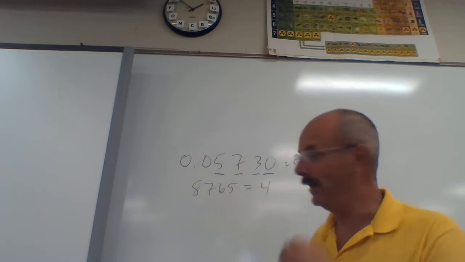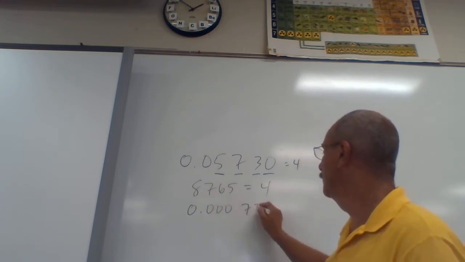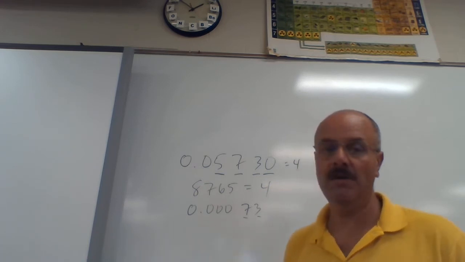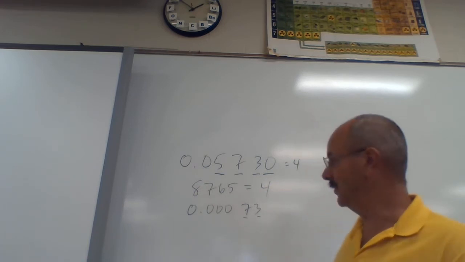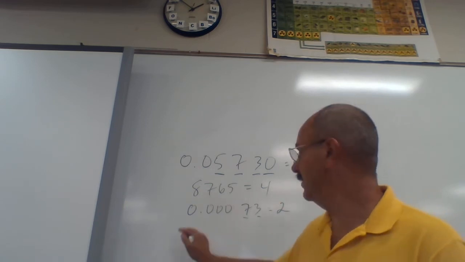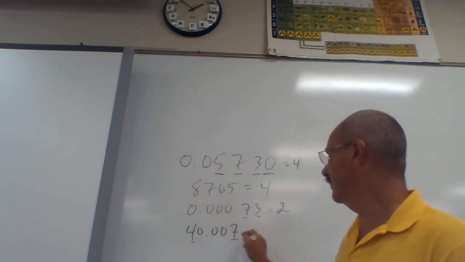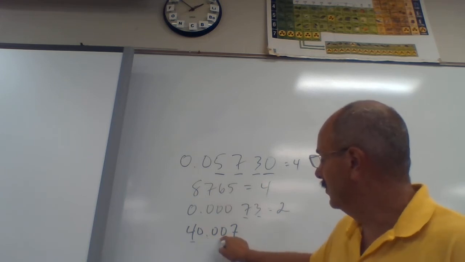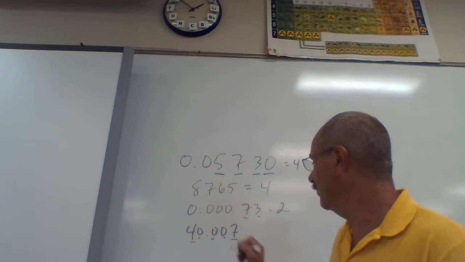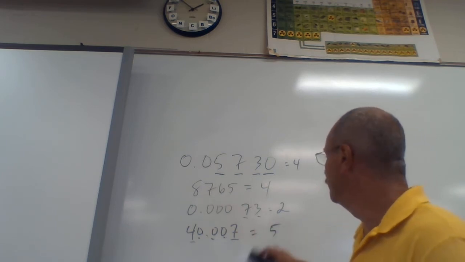Letter C is 0.00073. Well, both of those guys are significant. These zeros are in front of the number, so they are not significant, so this answer would have 2 significant figures. In letter D, we have 40.007. The 4 is significant, the 7 is significant. These zeros are in between non-zeros, so therefore they are significant. So all those are, so this guy would have 5 significant figures. So that was number 1.